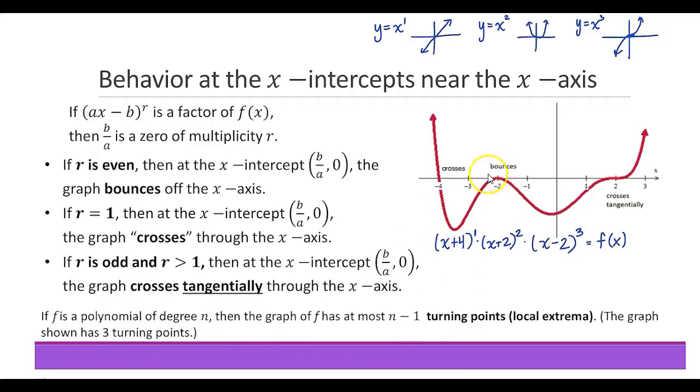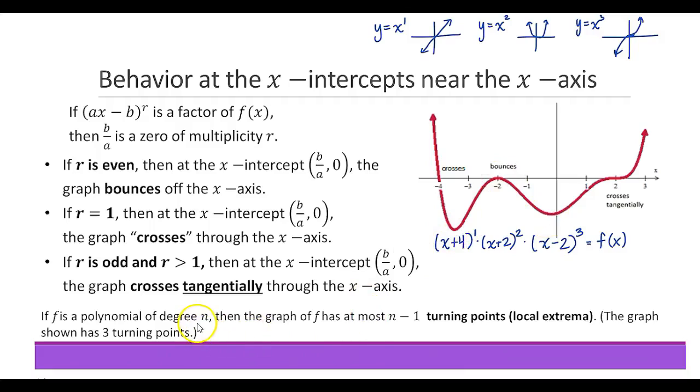So there's a local min here, a local max here, and a local min right here. Remember, this is nothing, right? This just continues to increase. So this particular polynomial has 3 turns.